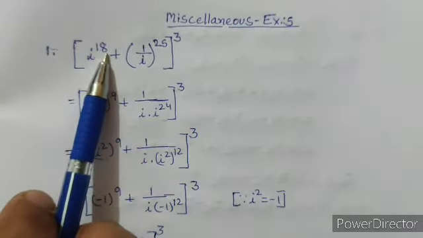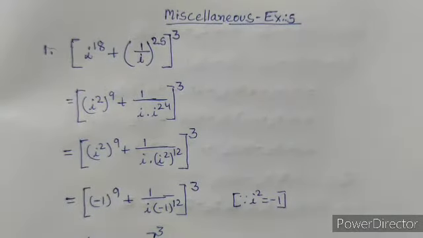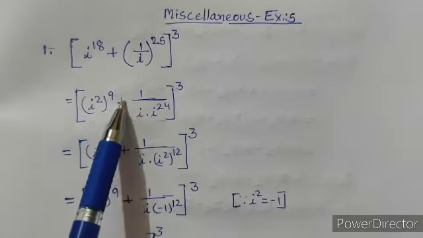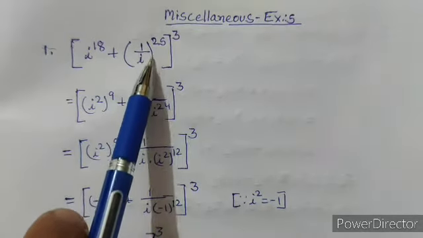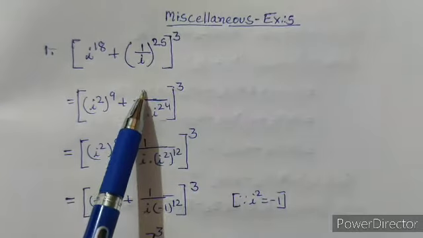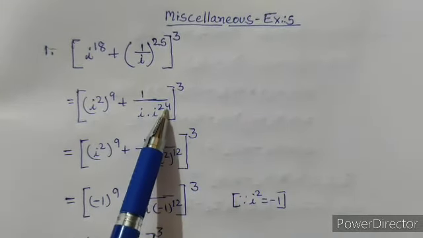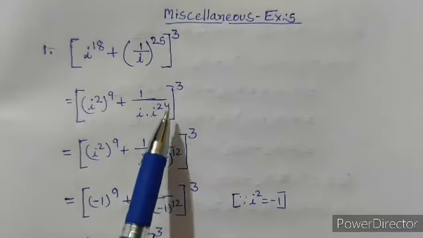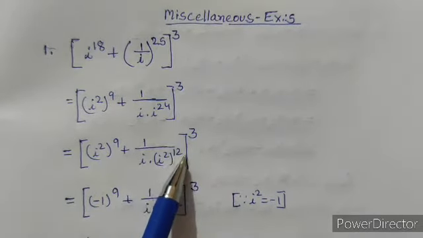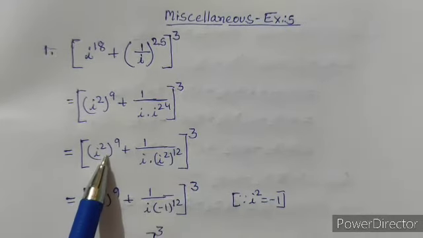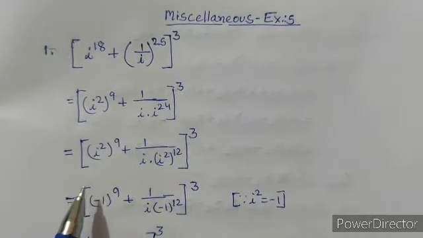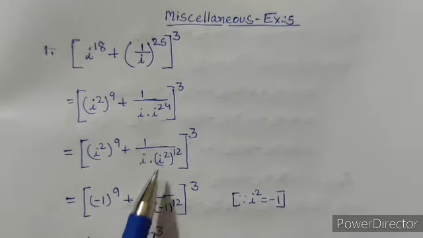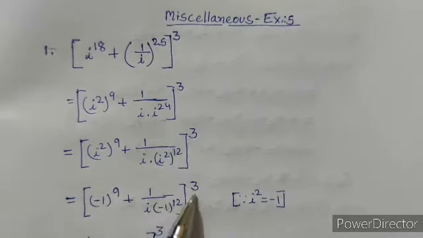Now this i raised to power 18 can be written as i square raised to power 9 plus, and this 1 upon i raised to power 25 can be written as 1 upon i into i raised to power 24. Now, this i raised to power 24 will be equal to i square raised to power 12. As i square is equal to minus 1, so this will be equal to minus 1 raised to power 9 plus 1 upon i into minus 1 raised to power 12, whole cube.